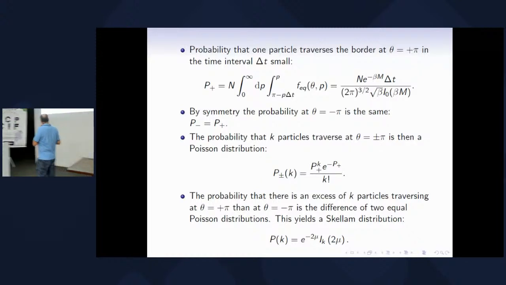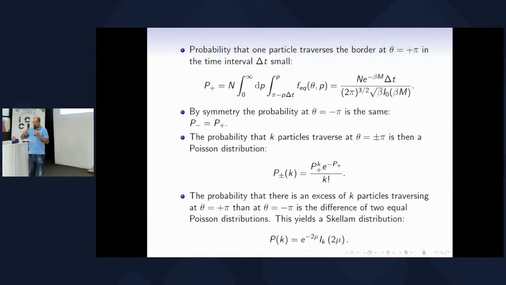Then this probability that k particles cross in a time interval delta t is the same at the two borders, okay? But now I take the difference. What is the probability?